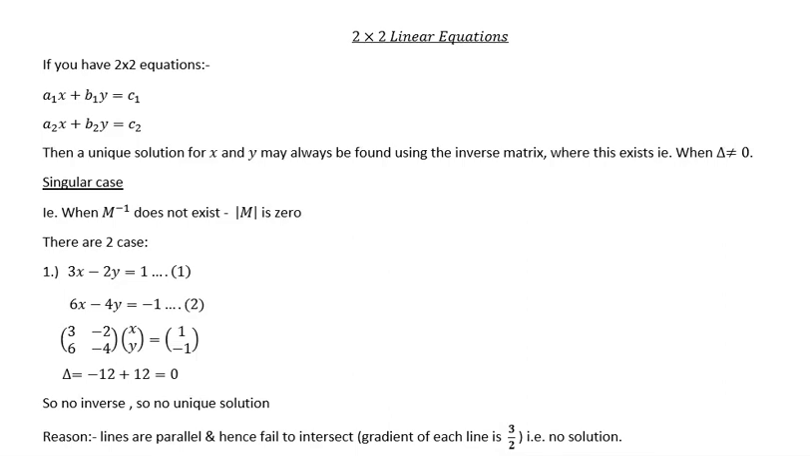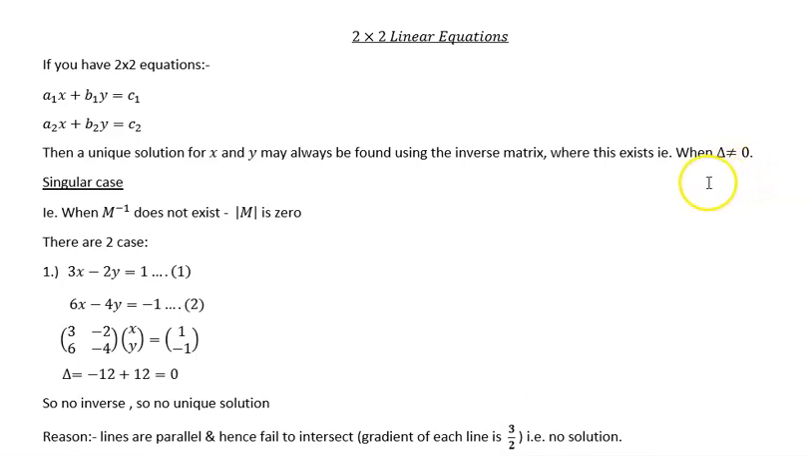Okay, we're going to look at transformations, still looking at our matrix transformations in 2 dimensions and 3 dimensions. We're going to look at what these actually look like and the different reasons for a zero determinant. If you have a 2 by 2 equation, a1x plus b1y equals c1 and a2x plus b2y equals c2, then there's a unique solution for x and y that may be found using the inverse matrix, and that exists whenever the determinant is not equal to 0.